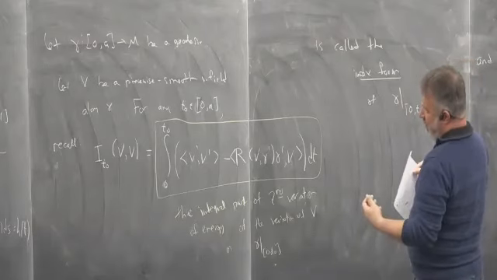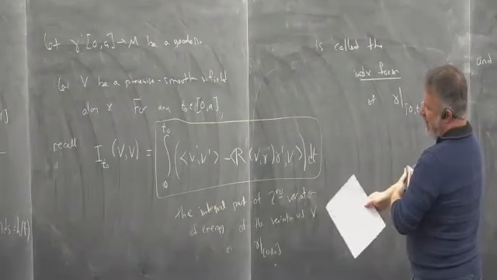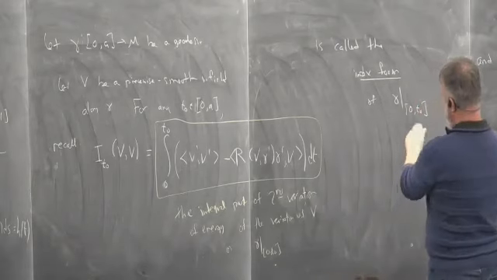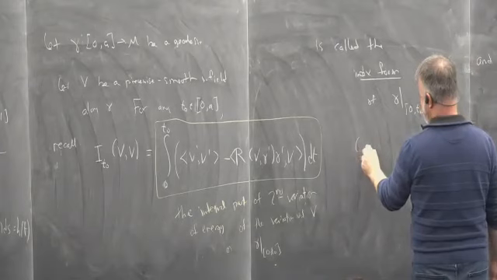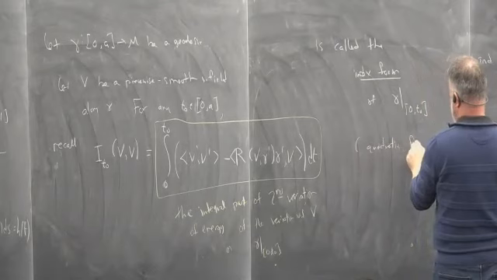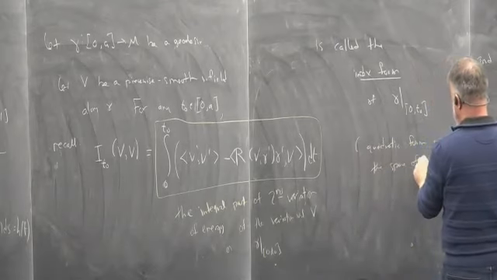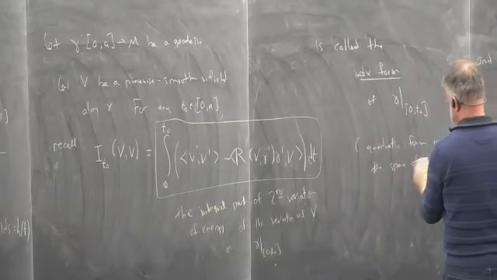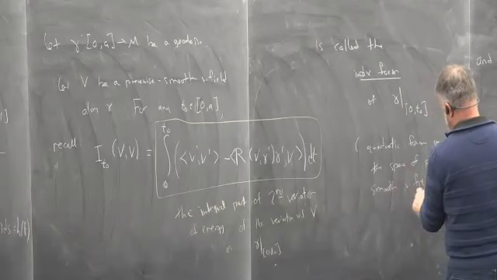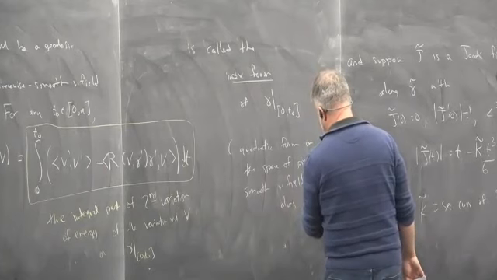So it's a symmetric bilinear form, or equivalently a quadratic form, on the space of piecewise smooth vector fields along this geodesic. So it's a quadratic form on the space of piecewise smooth vector fields along gamma restricted to 0 to T naught.